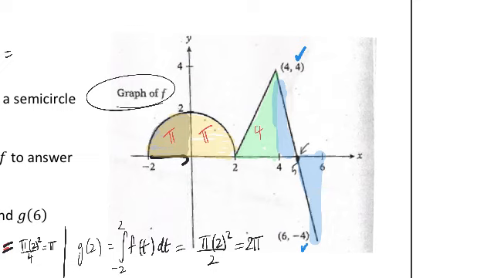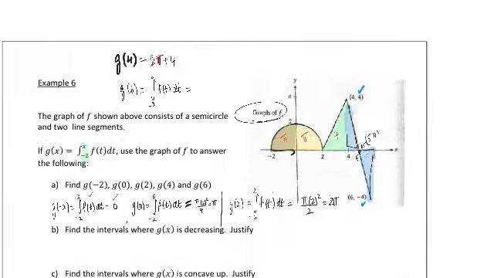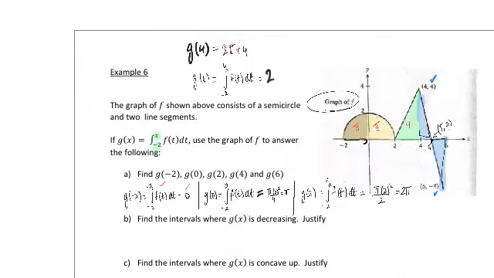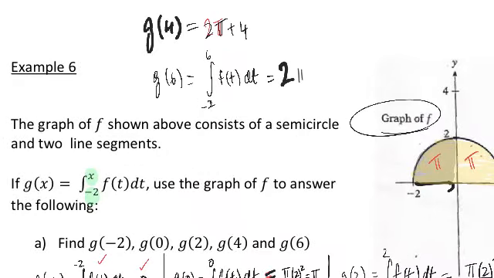This right here has to be the point 5, comma 0, okay? And so these two triangles have the exact same area, and they cancel each other out. And so this will be the same as g of 4, which is 2 pi plus 4.